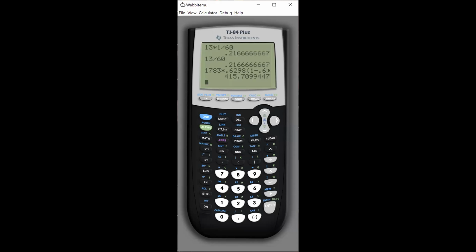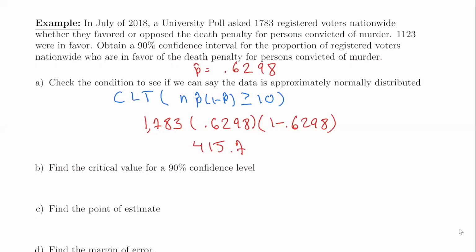So we get 415.7. Up next, we're going to transfer back over to my notes. All right, so if you look at it, we got 415.7. If you compare 415.7 times 10, you can clearly see that 415.7 is bigger than 10. So since 415.7 is greater than 10, we say our data set is approximately normal.